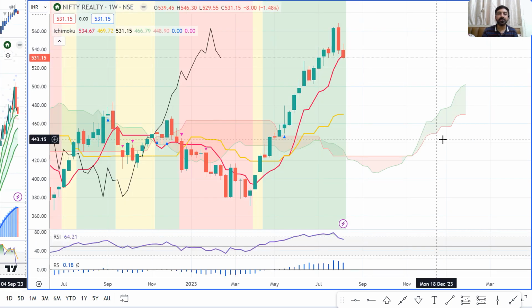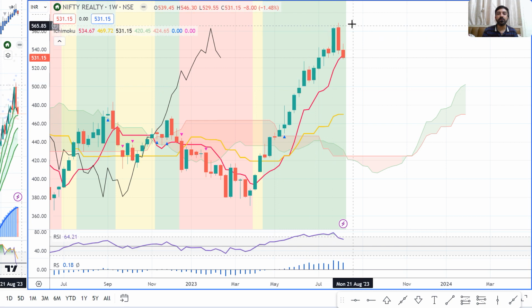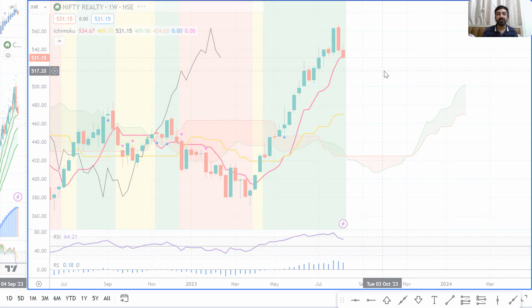Then we go to realty sector, again a stretched move and a little bit of consolidation after that, very natural consolidation. Nothing much happening over here.